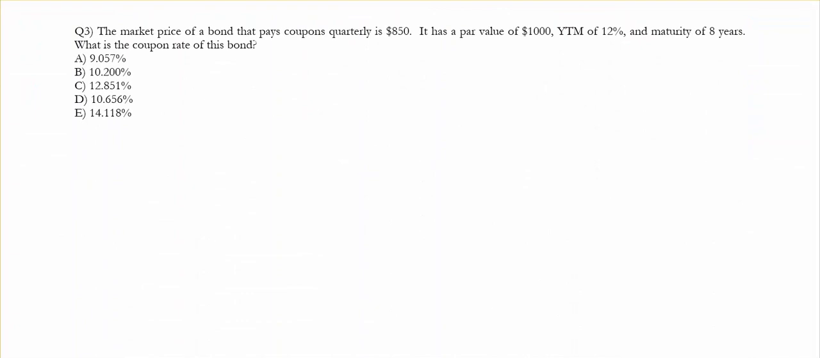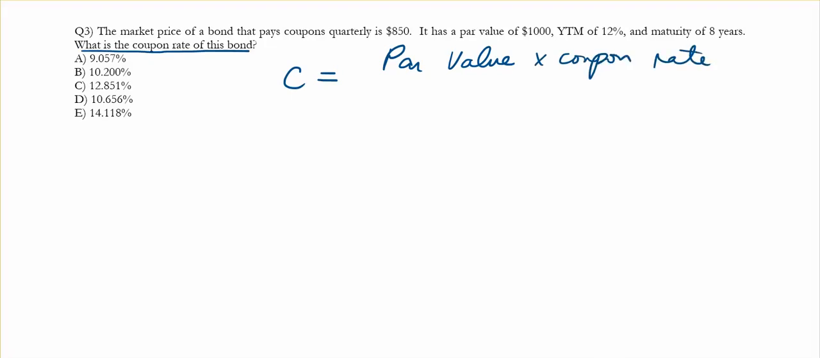Alright, let's go on to question 3. Question 3 is a different kind of problem because it asks what is the coupon rate of this bond. Now let's just remind ourselves how we find the coupon payment. We find the coupon payment by multiplying the par value by the coupon rate, and then dividing by the number of payments per year.